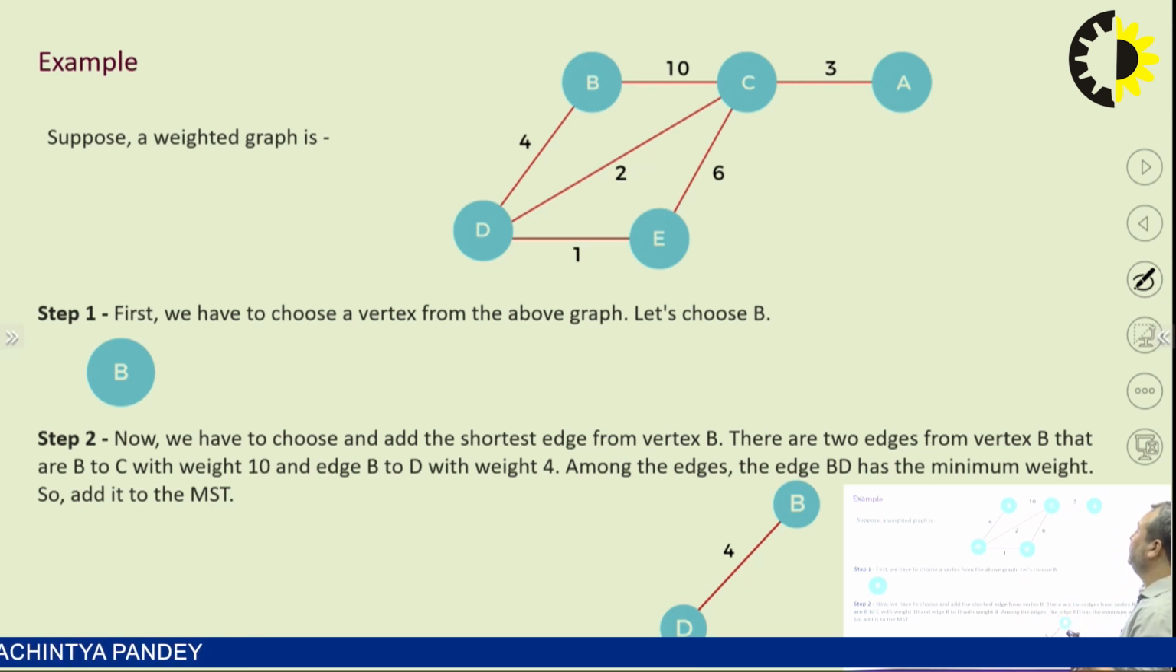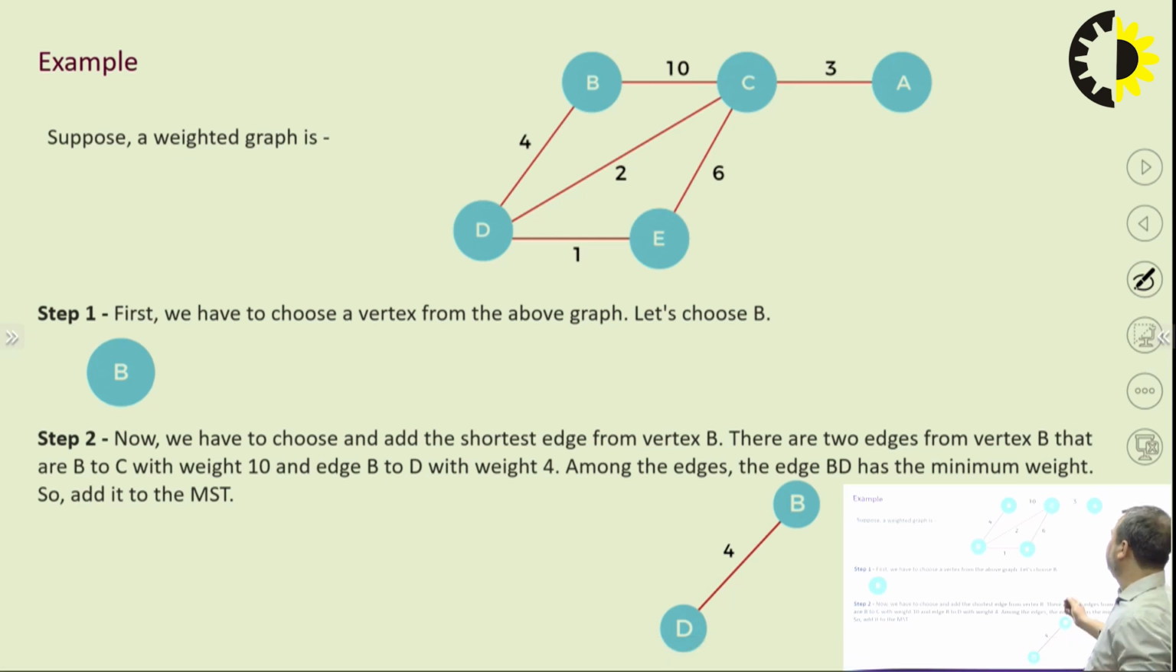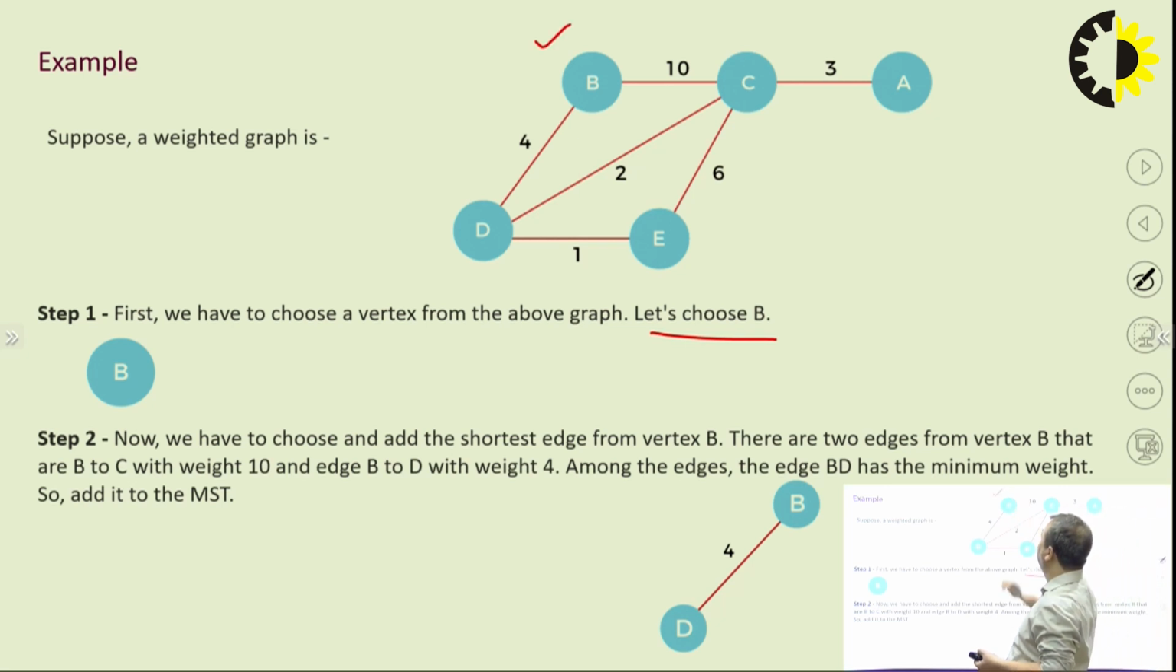First we have to choose a vertex from the above graph. Let's choose B. You can choose any vertex. To proceed, we just choose the vertex B. From B, how many edges? B to C and B to D. This is a connected graph. Every vertex is connected to other nodes.